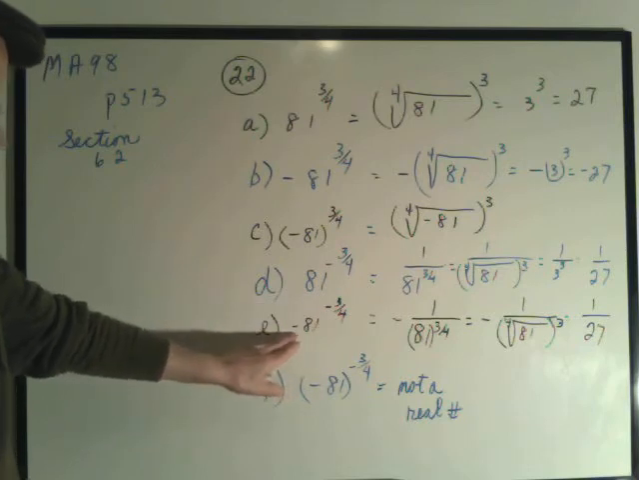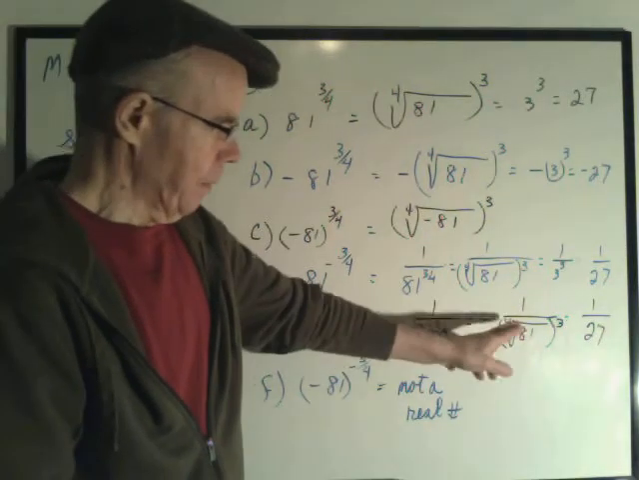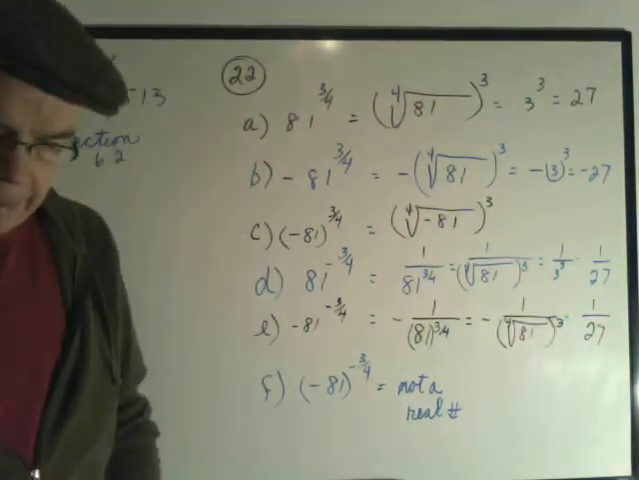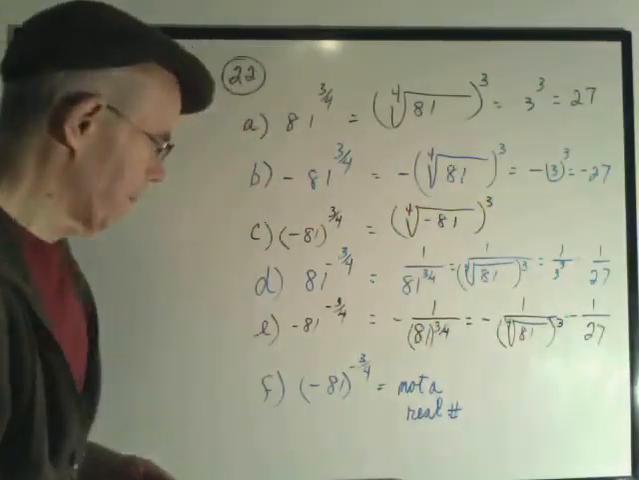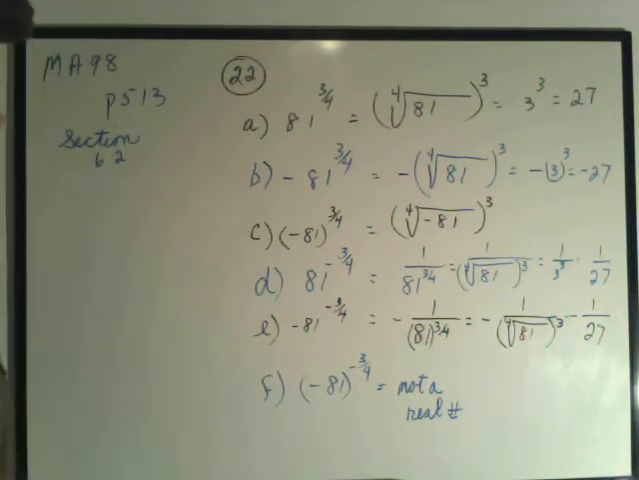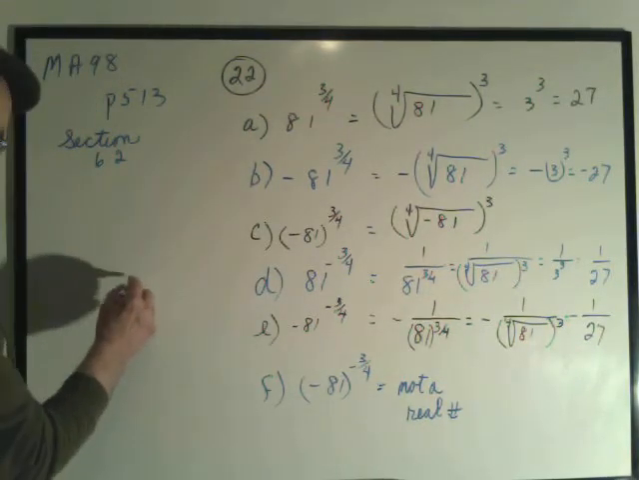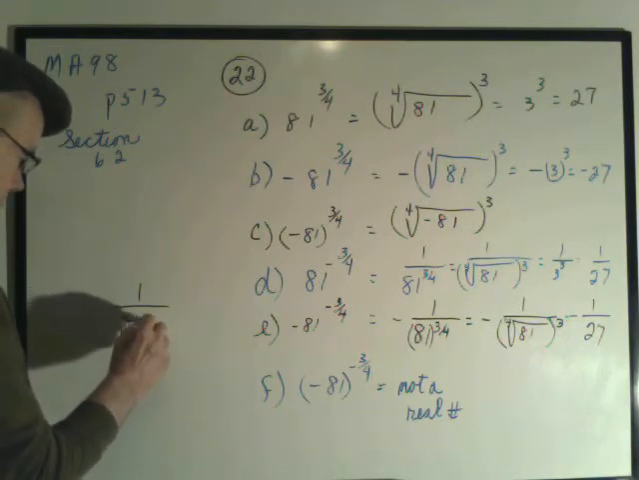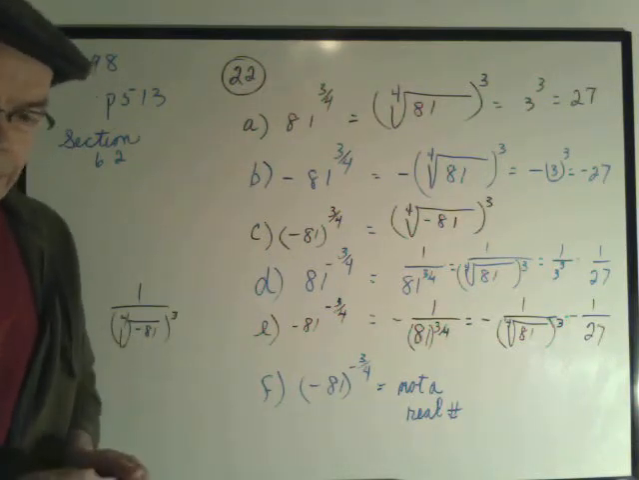Here the exponent doesn't apply to the negative sign. So I can write it this way. It's a negative exponent. I end up getting negative 1 over the 4th root of 81 cubed. And I forgot to bring over the negative sign. So there it is. This one is not a real number, right, because it's going to give me this configuration up here. It will actually give me 1 over the 4th root of negative 81 to the 3rd, and I can't take the 4th root of a negative number.